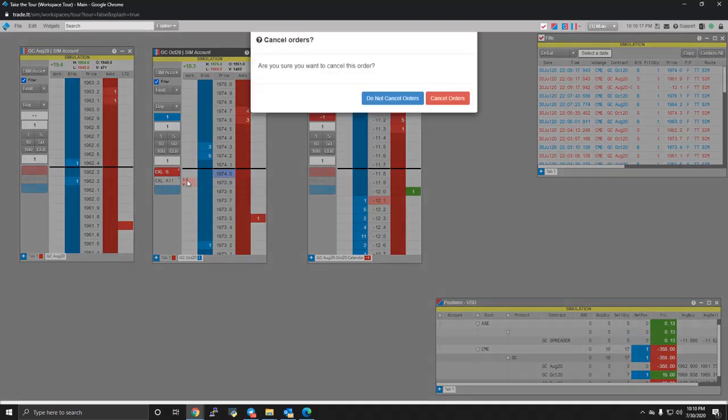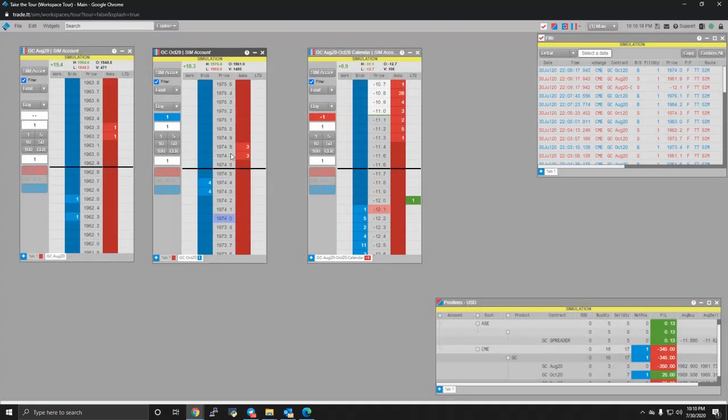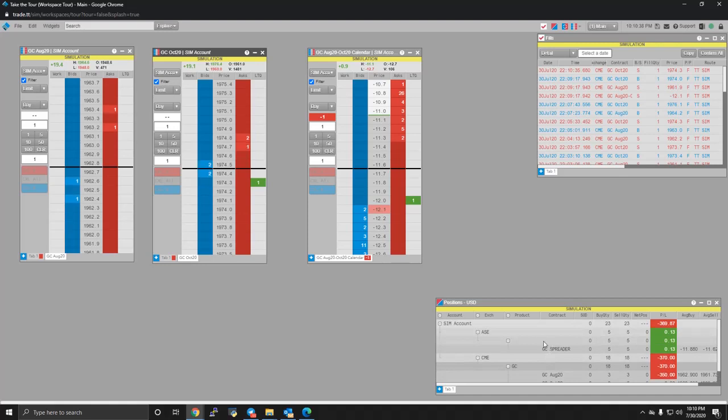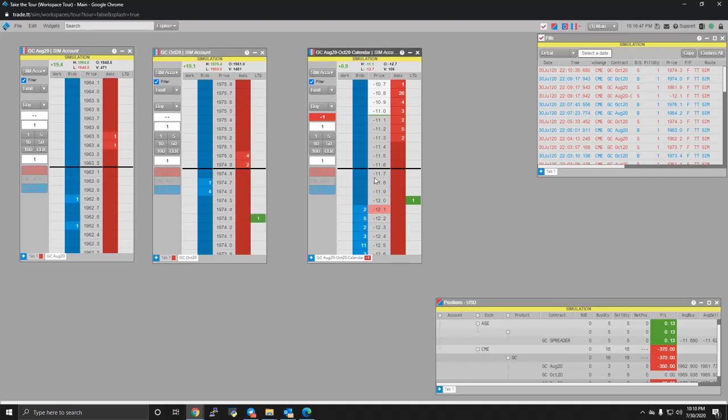That should have filled. This is, as I've been mentioning, the issue with operating in a simulator. Let's just see if we can get out. There it goes. Okay, so now we can see that we are flat our gold August and gold October positions. So that's the goal we were trying to do there.